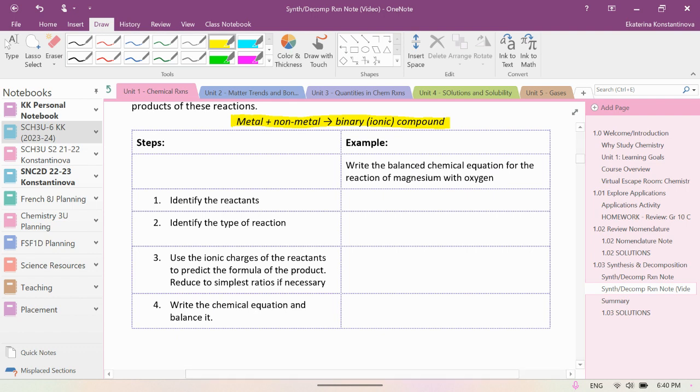Let's do an example with magnesium reacting with oxygen. So what are my reactants? Well, I have magnesium as one, and then I have oxygen as another. Okay? You're going to identify the type of reaction. In our case, it's just a synthesis reaction. And it is simple metal plus nonmetal. You're going to use the ionic charges of the reactants to predict the formula of the product. So magnesium, if you look at your periodic table, is 2 plus, oxygen is 2 minus.